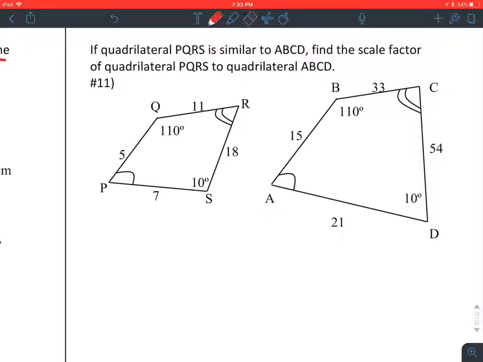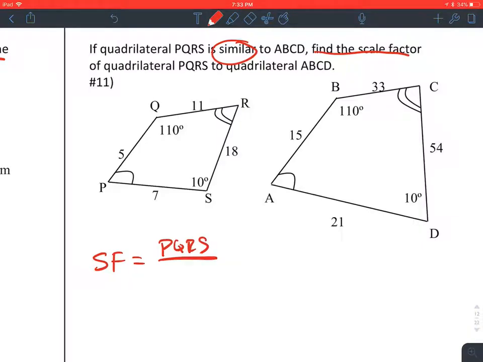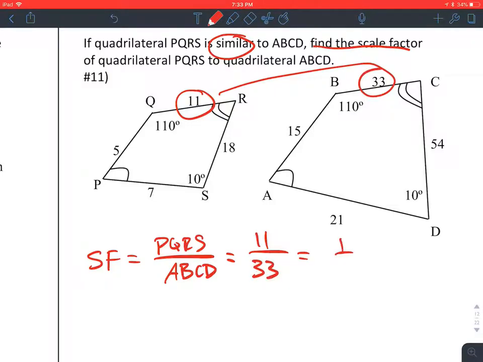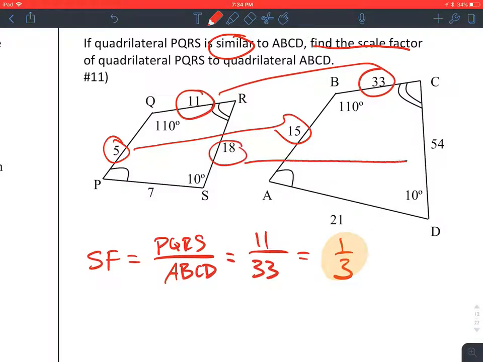Number 11. If these two quadrilaterals are similar, find the scale factor, and it says quadrilateral PQRS to ABCD, so PQRS goes on top. So I pick any side I want from PQRS, such as 11, make a ratio with it and its corresponding side, such as 33. This reduces to 1/3 because I can divide the top and bottom by 11. Scale factor is 1/3. Had someone else picked 5 and 15, that also reduces to 1/3.